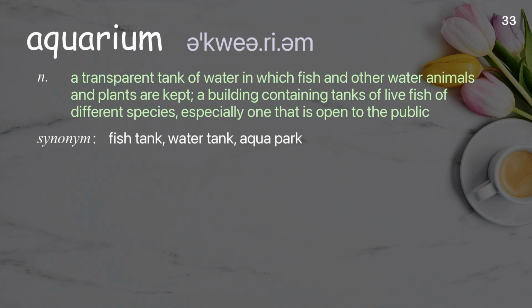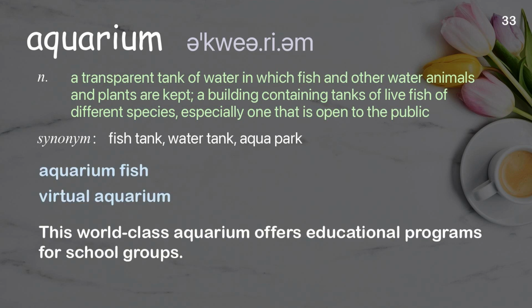Aquarium. A transparent tank of water in which fish and other water animals and plants are kept. A building containing tanks of live fish of different species, especially one that is open to the public. Examples: Aquarium fish. Virtual aquarium. This world-class aquarium offers educational programs for school groups.